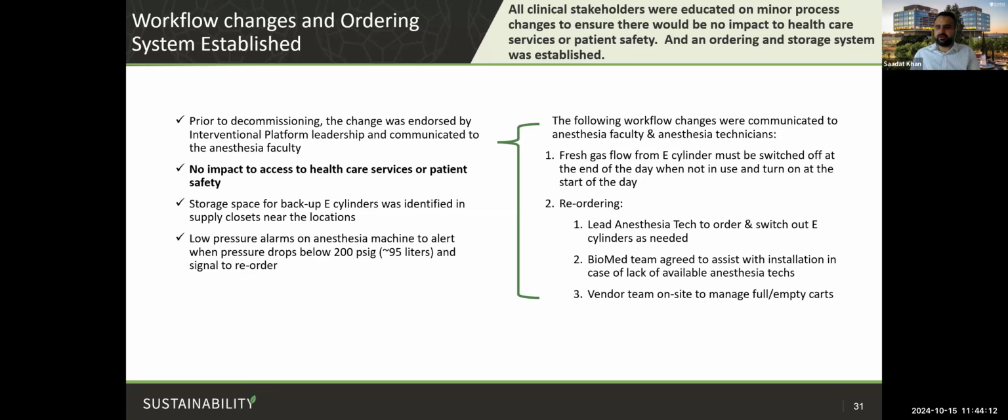And so we have all the control measures of storage space, alarms, and accessibility defined. And the workflow changes that we want to communicate to our anesthesia faculty and our anesthesia technician team is that fresh gas flow from the E-cylinder must be switched off at the end of the day when not in use and turned on at the start of the day. And then in terms of how we manage the supply or the reordering, the lead anesthesia tech will order and switch out the E-cylinders as needed, and then either pulling facilities or your biomed team agree to assist with installation in case of lack of available anesthesia techs.